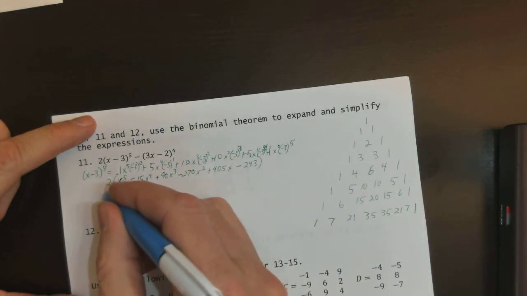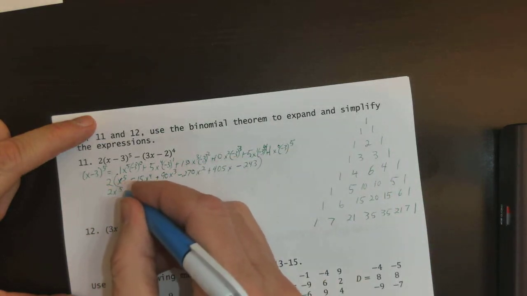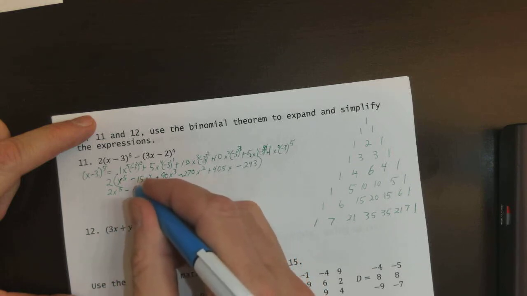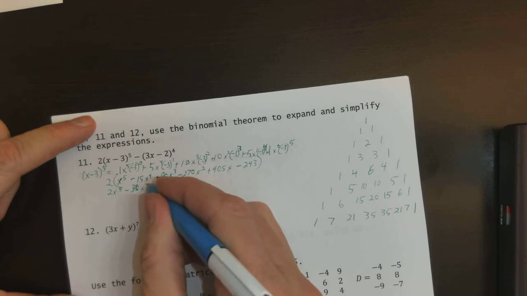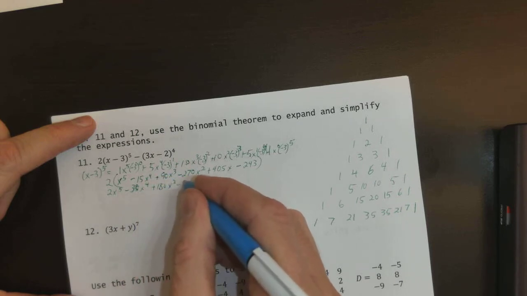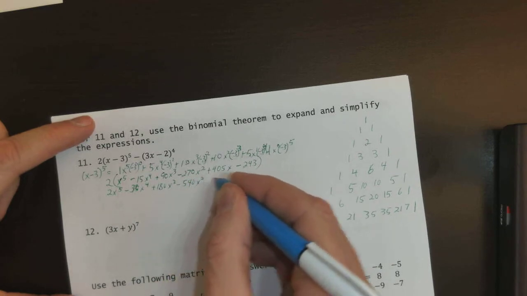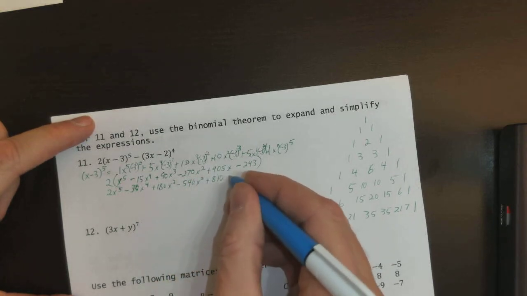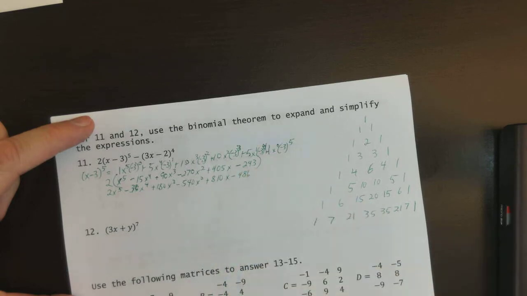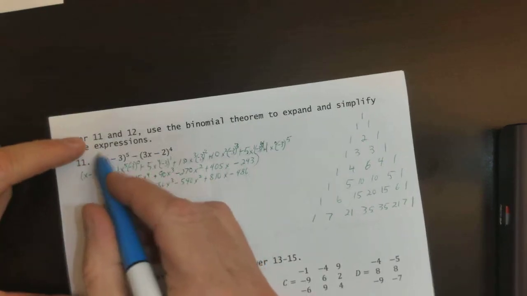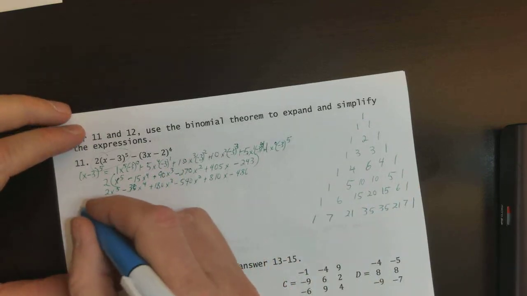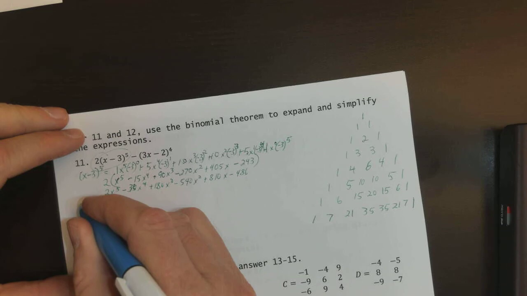And we're talking 2x to the 5th minus 30x to the 4th plus 180x to the 3rd minus 540x squared plus 810x minus 486. All right, that's what this one's equal to. And what am I going to subtract from it? Well, I got to do this.